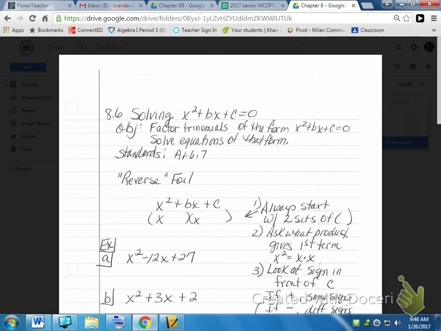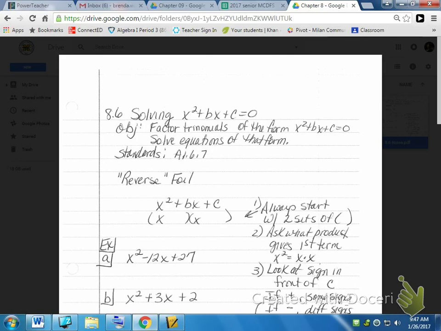All right, lesson 8.6, solving x squared plus bx plus c equals 0. Our objective today would be to factor trinomials of the form x squared plus bx plus c equals 0 and solving equations of that form. So we've been talking about trinomials. Yesterday we started factoring, and now we're going to take it a step further where we're going to solve equations.